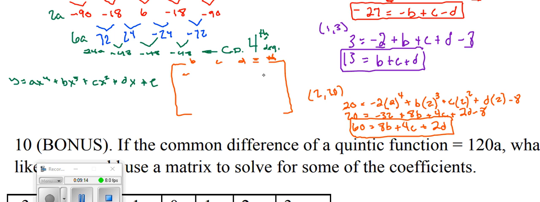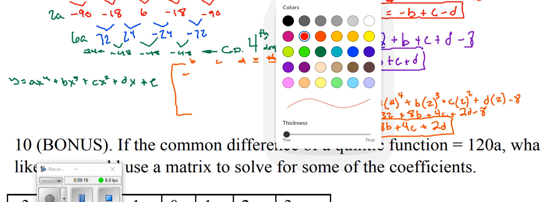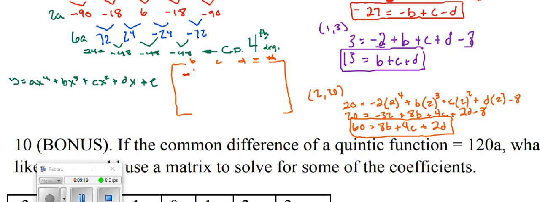So for the first one, I'll do red. First equation, -1b plus 1c minus 1d equals -27. Start with the variables; the number by itself on the other side of the equal sign is at the end. The next one, 1b, 1c, 1d, 13. And the last one, 8b, 4c, 2d equals 60. So just taking the coefficients off.